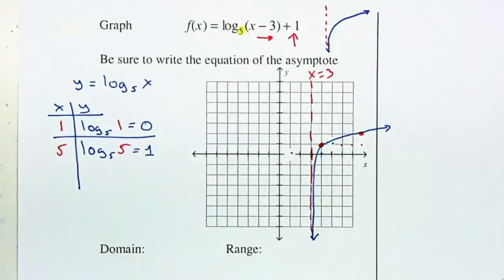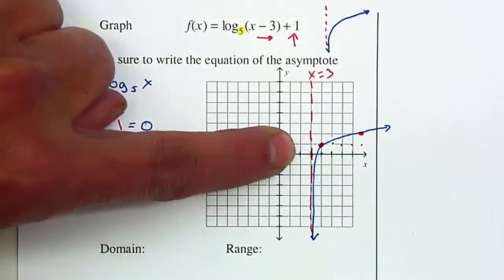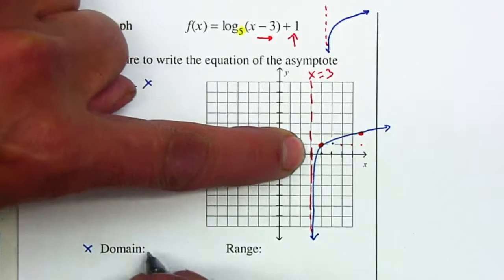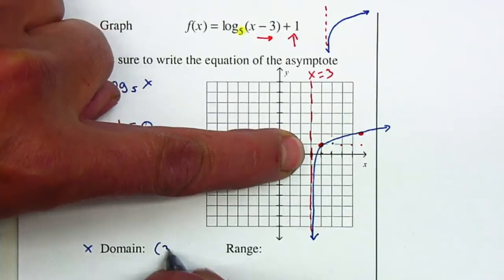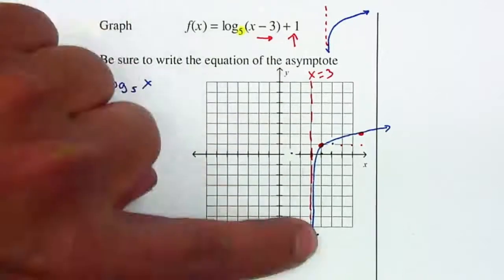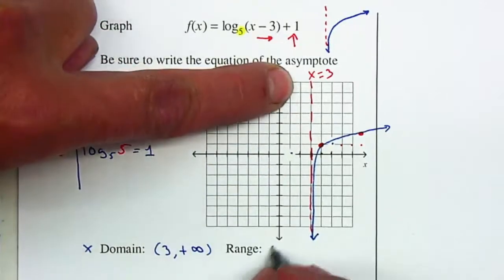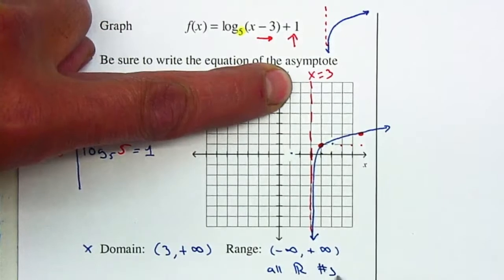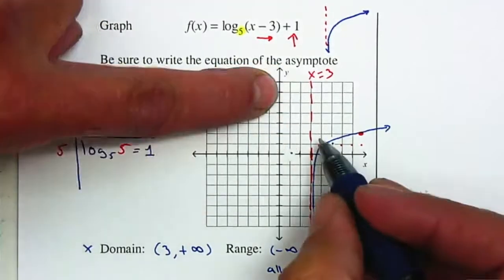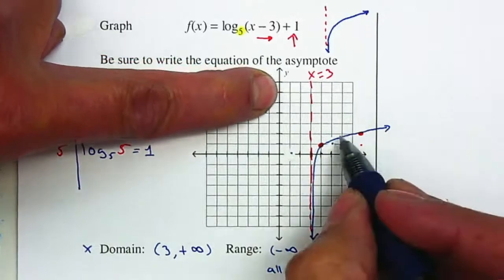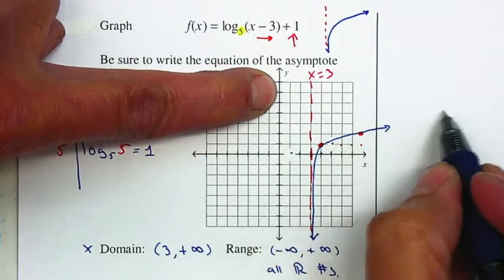My domain. At what point do I start seeing a graph on the x? Remember, your domain is your x values, and I start seeing a graph at 3, not including 3, all the way to positive infinity. And your range will be all real numbers, or from negative infinity to positive infinity. Remember, even if you go up here, there'll be a graph way up there. This graph continues rising slowly, but it's still rising.